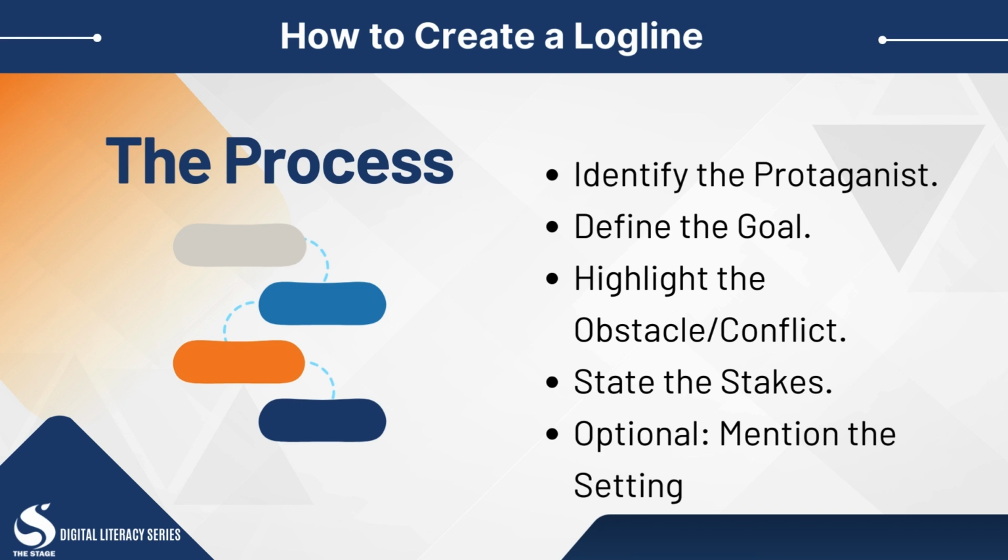So let's break down the steps to create a log line. You start by identifying your protagonist with a brief descriptor. And this comes out of when you do your brainstorming to actually come up with that concept for the film. You identify who's your protagonist, who is your hero.